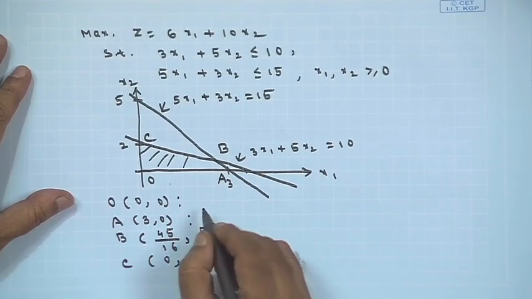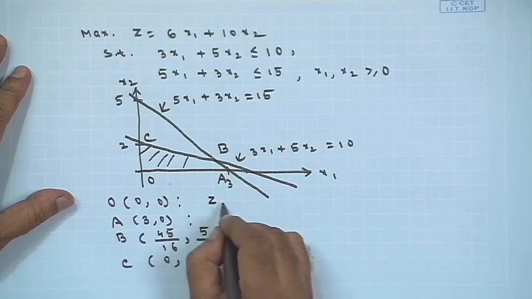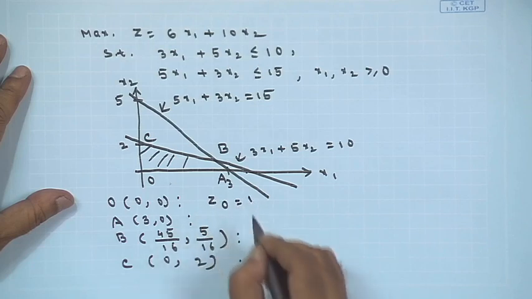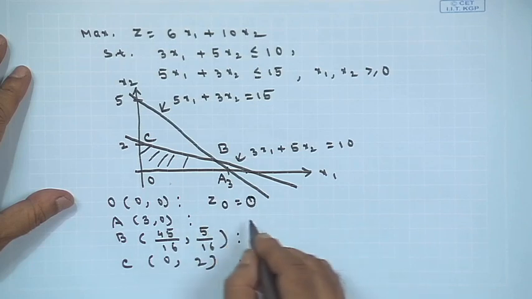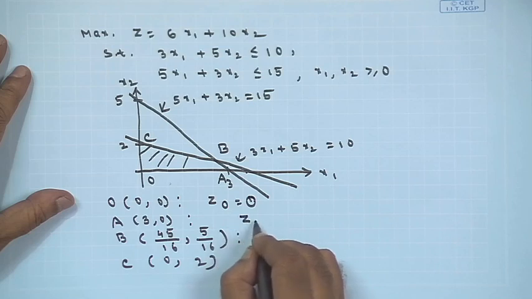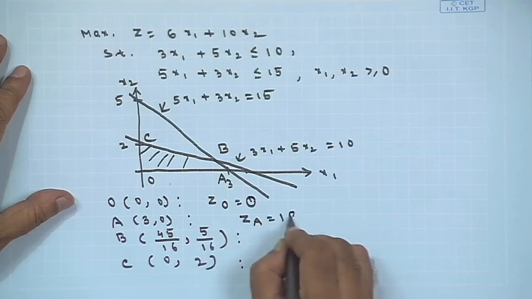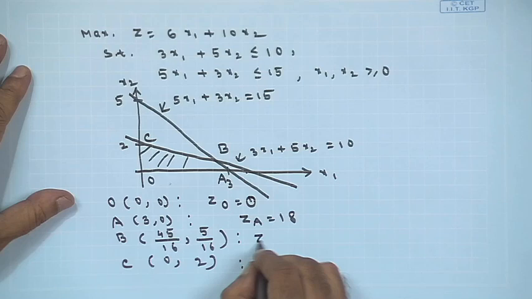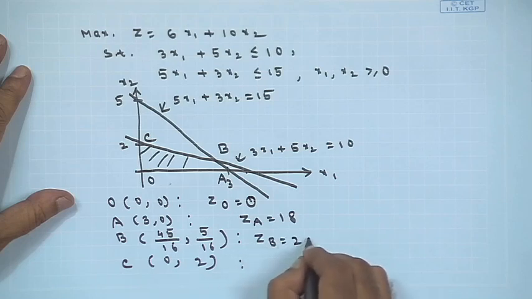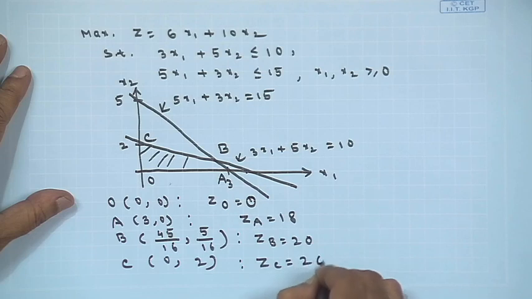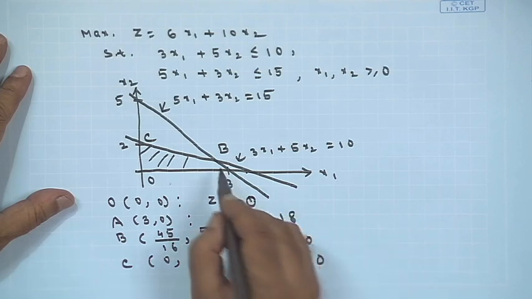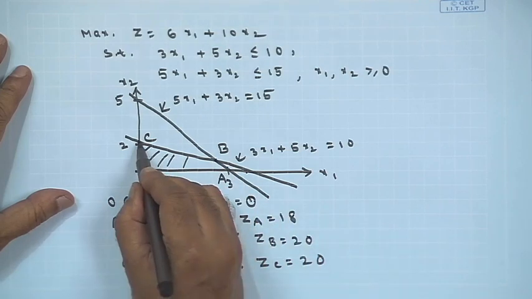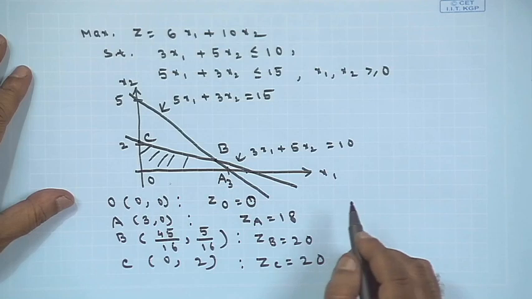Now, at these extreme points you have to find out the value. Z at O is 0. At the point A its value is 18. At the point B, Z equals 20. At the point C the value is 20. So, the maximum value is attained at two extreme points, at the point B and at the point C.